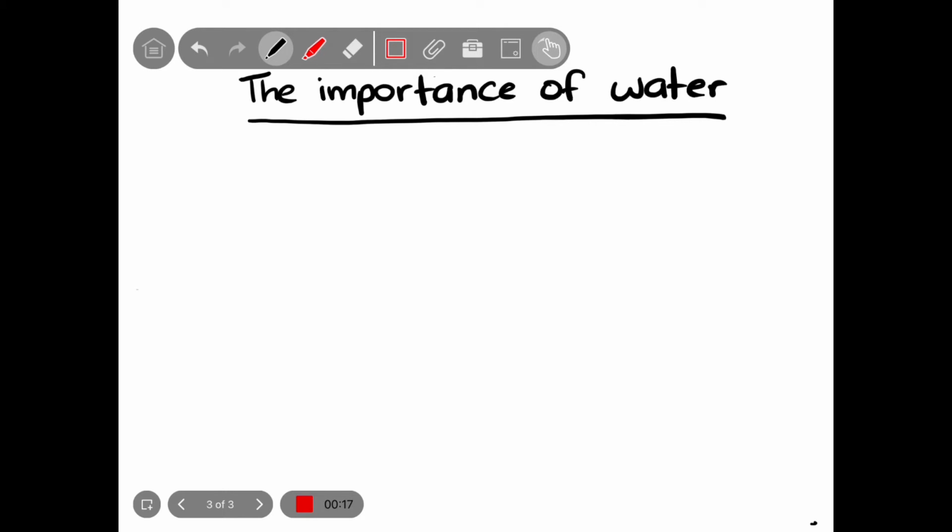Now, my first paragraph is all about the same idea. And I'm going to talk about water and why it is important. Then in my next paragraph, I'm going to get into some detail about why it's important. So my first sentence is going to be, water is so important in our daily lives.